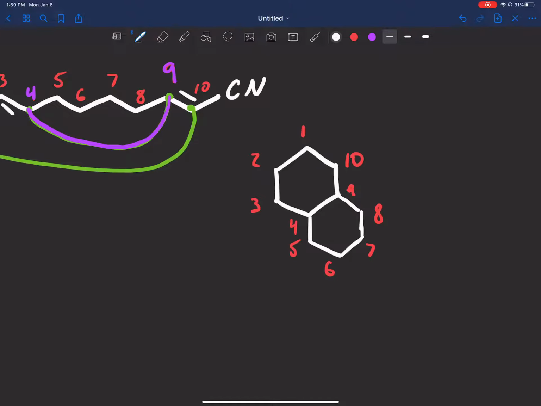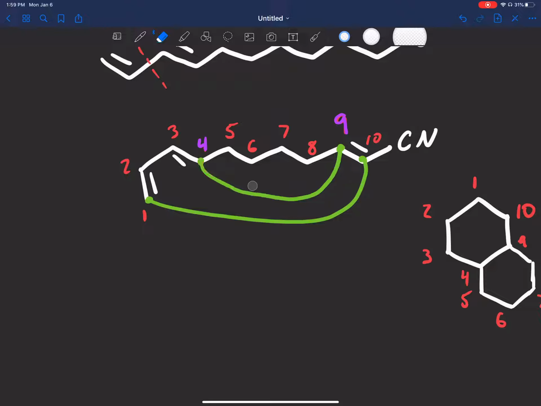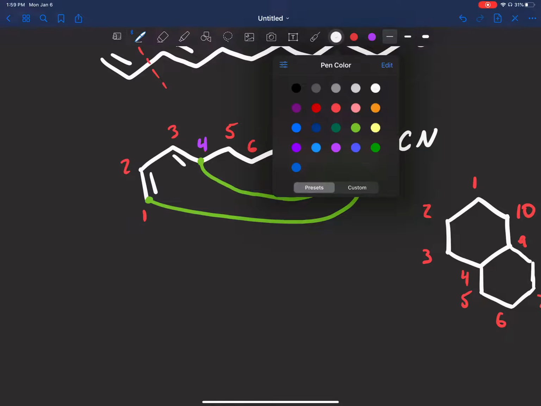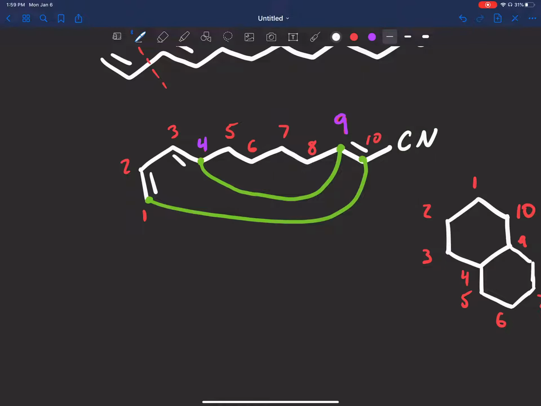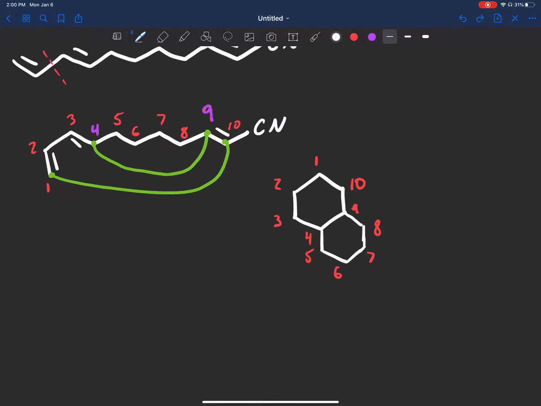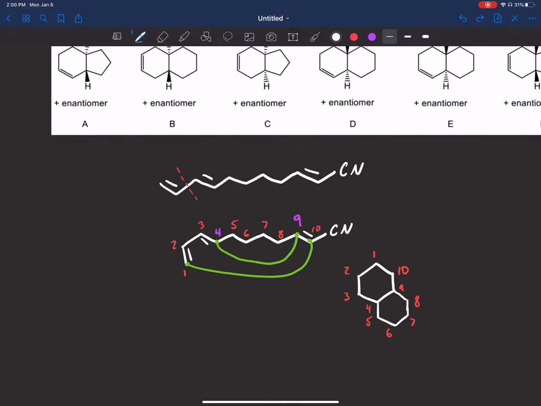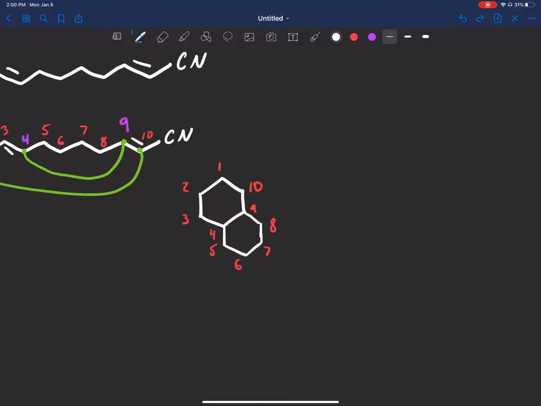The key thing to recognize is that this green bond is connected to 4 and 9, and that 4-9 bond is also shared with the other ring. That is the reason we put the other ring connected to carbons 4 and 9. Now we have that, and if you look at the answer choices, the rings are side to side, so I'm just going to rotate this.